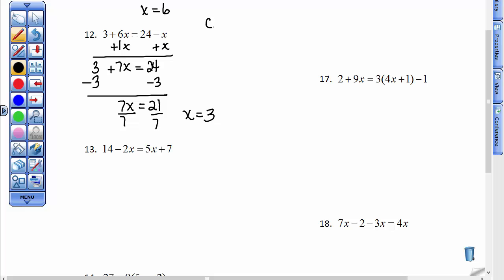Again, here's what my check looks like. So I'll take the original equation, which is 3 plus 6 times whatever x is. Well, x is 3. And then it's got to equal 24 minus whatever x is. x is 3. So I have 3 plus 18 equals 24 minus 3. The left side is 21. The right side is 21. So I know my answer is correct.